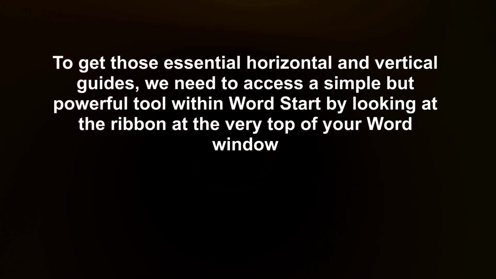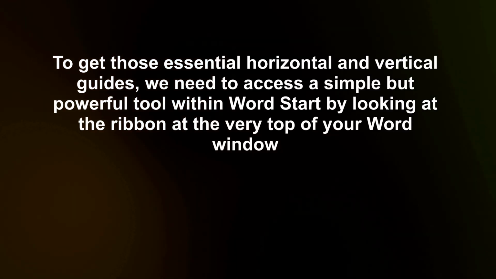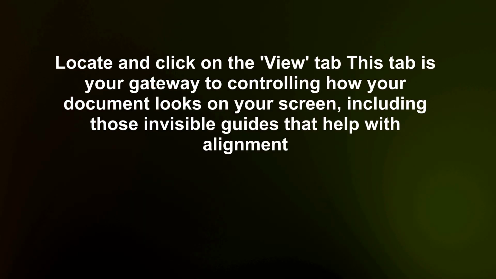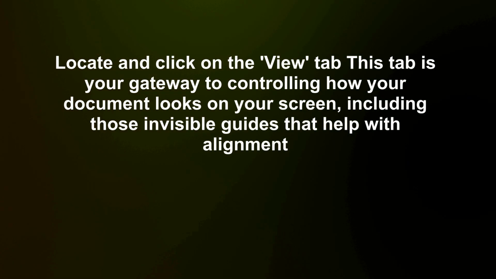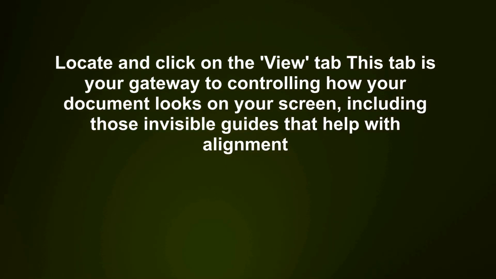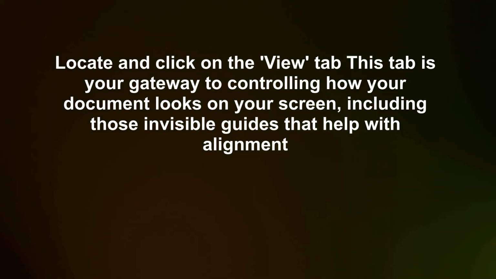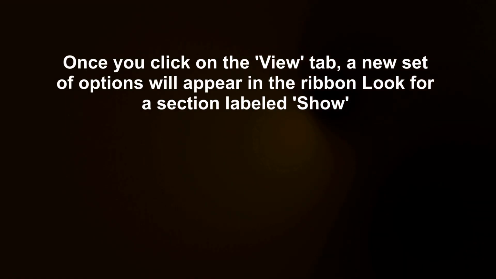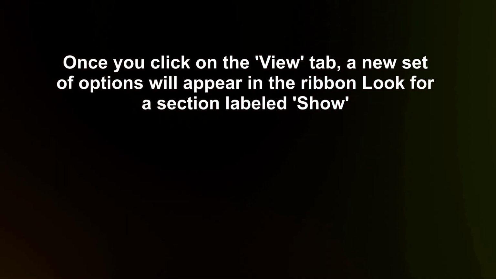Start by looking at the ribbon at the very top of your Word window. Locate and click on the View tab. This tab is your gateway to controlling how your document looks on your screen, including those invisible guides that help with alignment. Once you click on the View tab, a new set of options will appear.